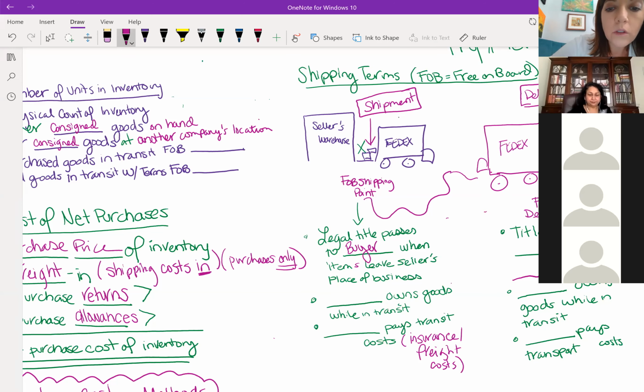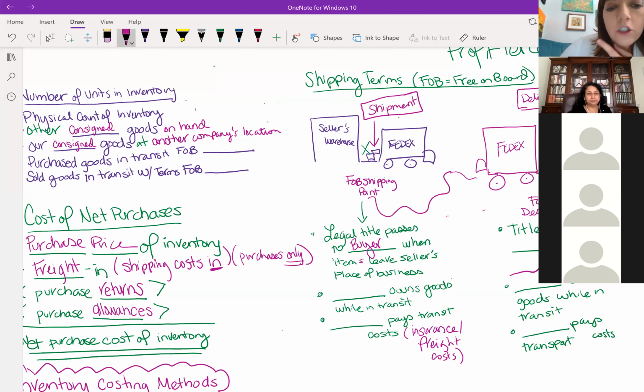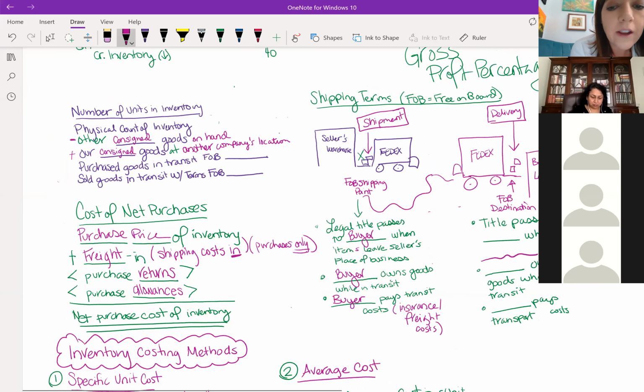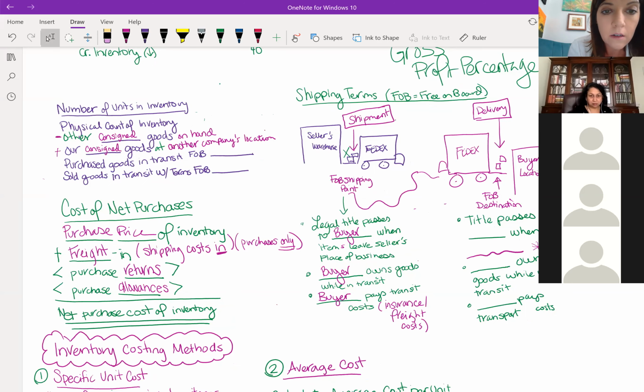So who owns those goods while those goods are in transit, meaning while those goods are shipping? The buyer. And the buyer is also the party that's going to be paying the shipping costs, as well as the insurance and freight costs in transit. So we sometimes refer to that as freight in.